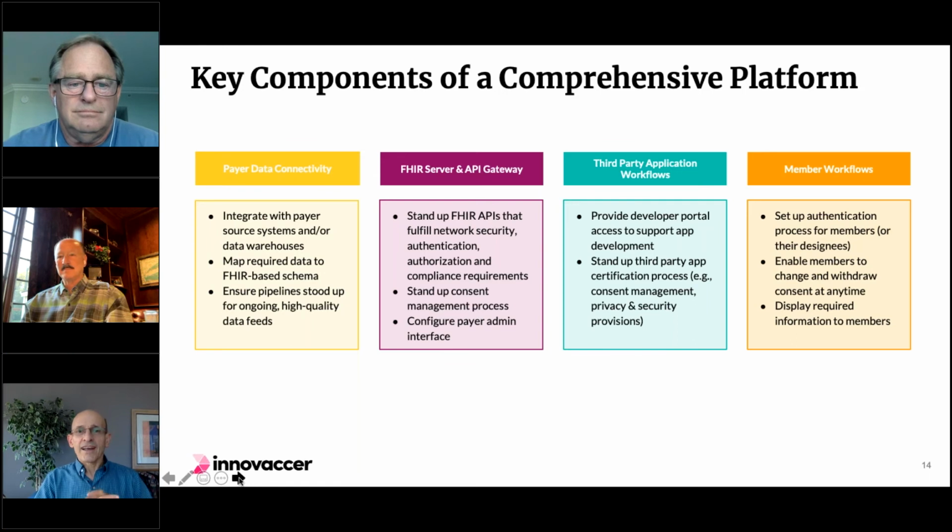And so in healthcare, what are the key components of a comprehensive platform that might get us to the same thing? Let's start off with you, Mike. So these are, to me, the four fundamental capabilities that need to be put in place in order to get to this interoperability using those FHIR APIs. And the first one is connectivity to the data within those payer environments.